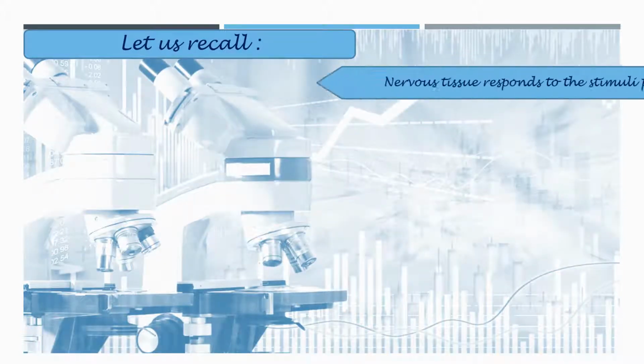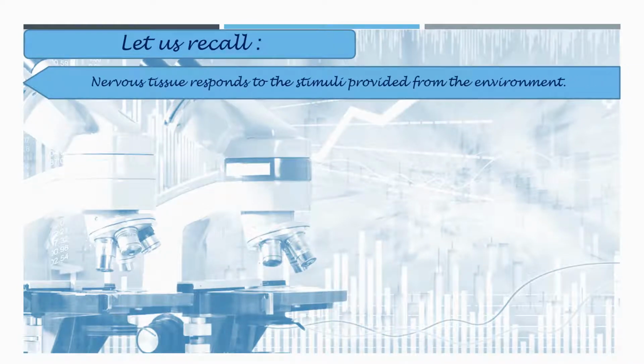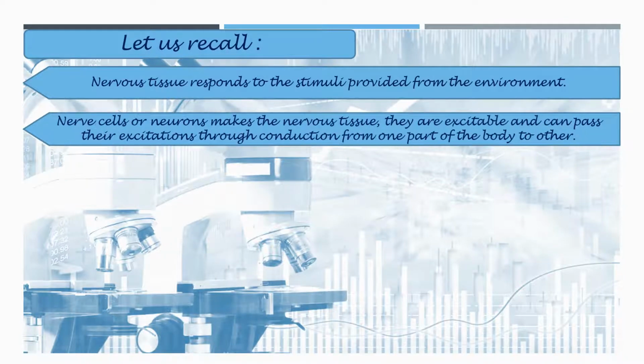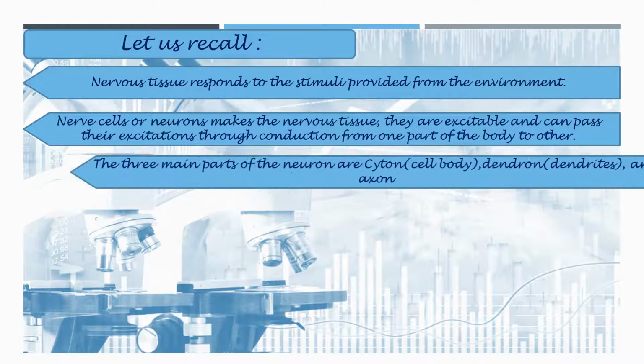Then we also studied about nervous tissue. Nervous tissue responds to the stimuli provided from the environment. Nerve cells or neurons make the nervous tissue and they are excitable and can pass their excitations through conduction from one part of the body to other.